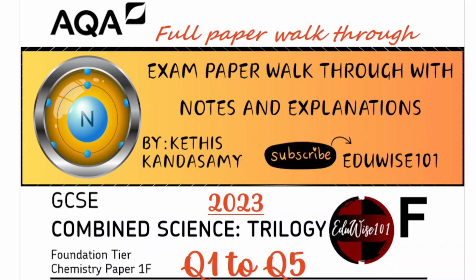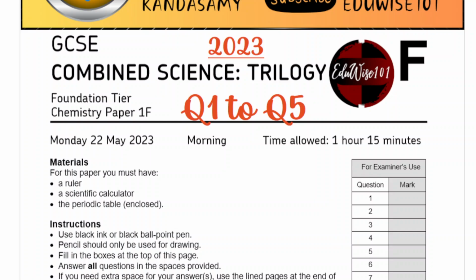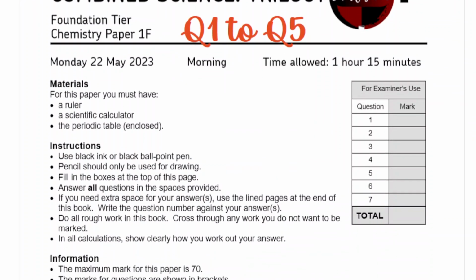In this video, I'm going to go through the AQA Combined Science Chemistry Paper 1 Foundation Tier from 2023. I'll be going through questions 1 to 5. This paper is 1 hour 15 minutes long, and it's out of 70 marks. Questions 6 and 7 appear in the higher paper as questions 1 and 2, so I'll go through them separately and attach them as separate videos as a playlist at the end of the video.